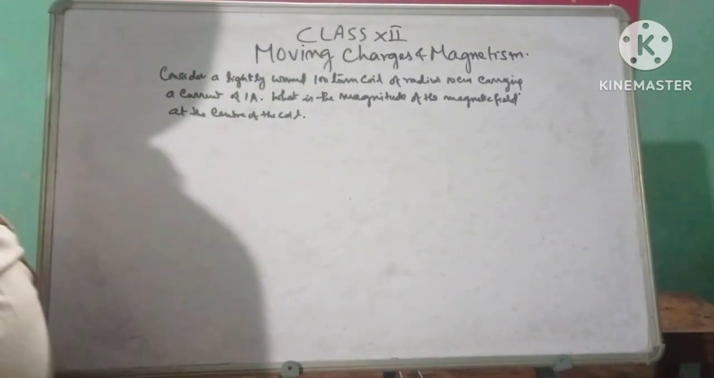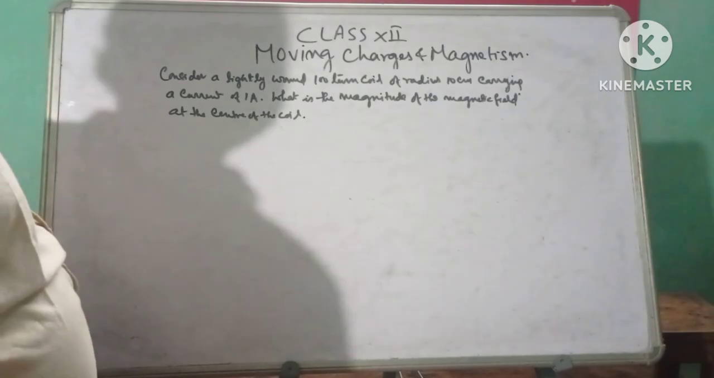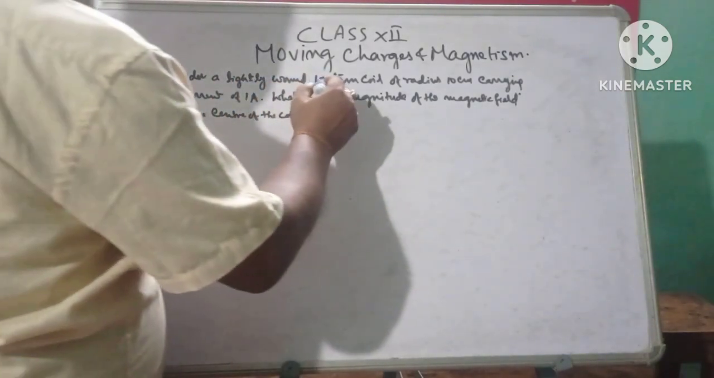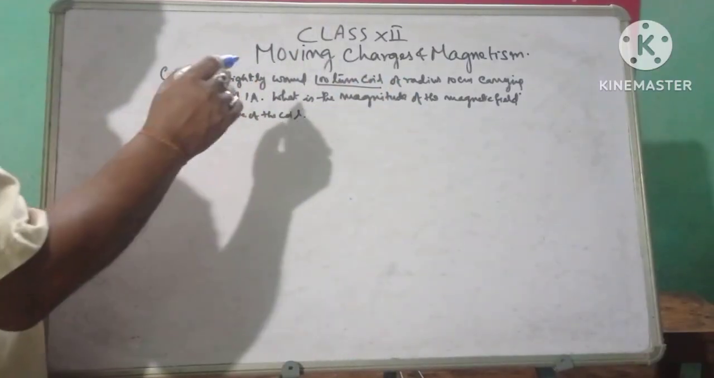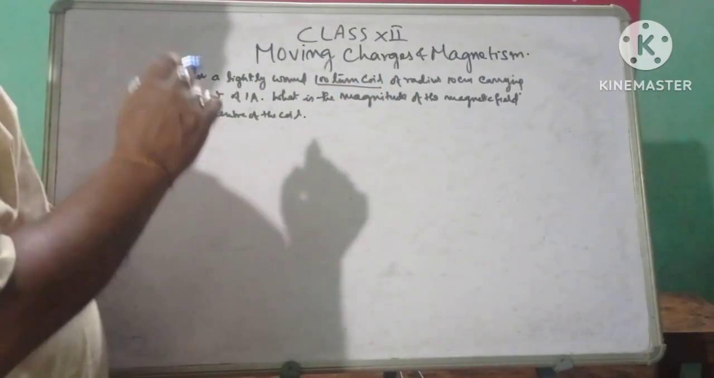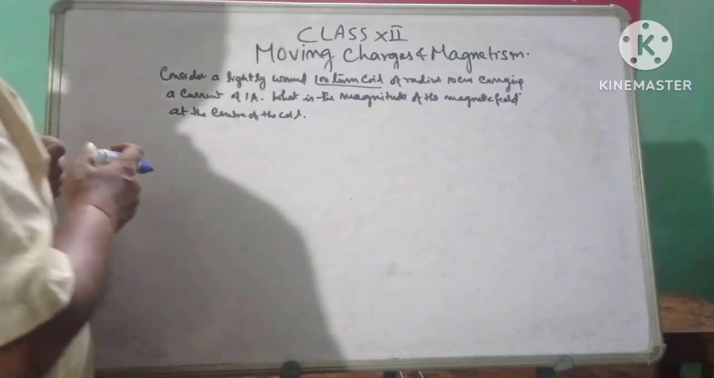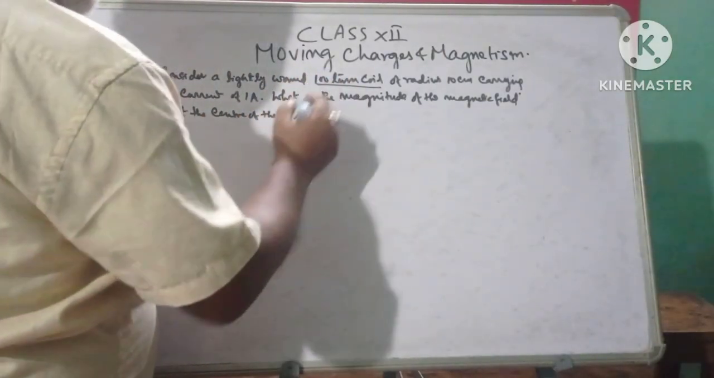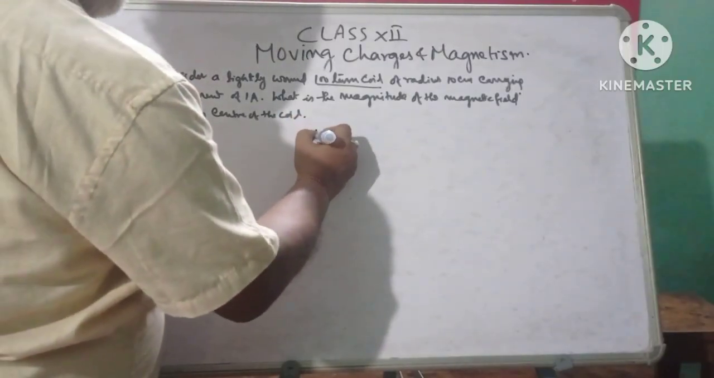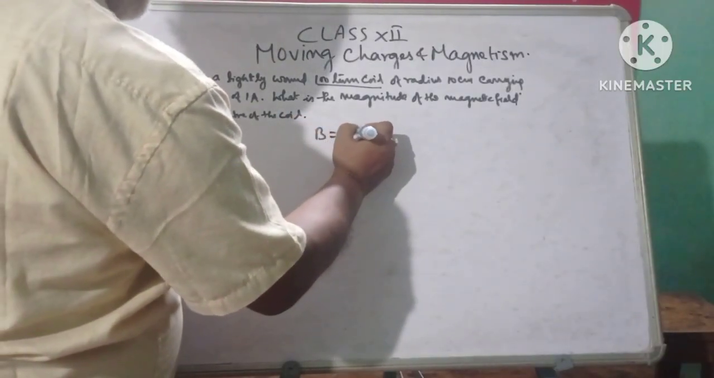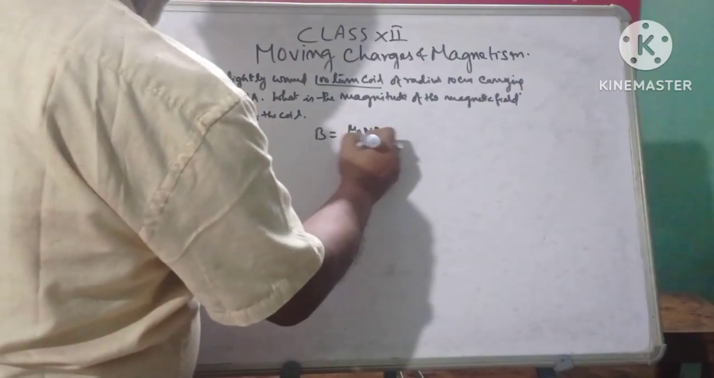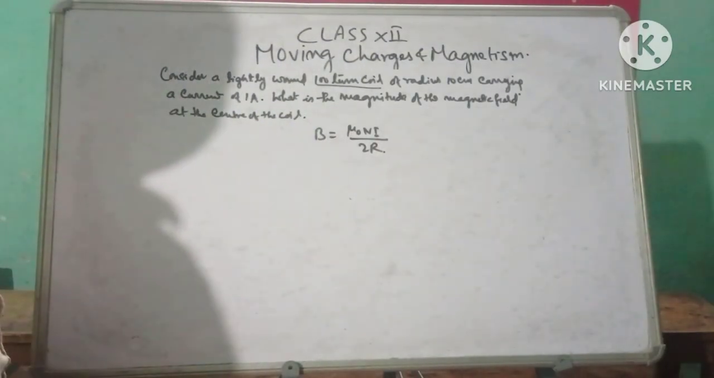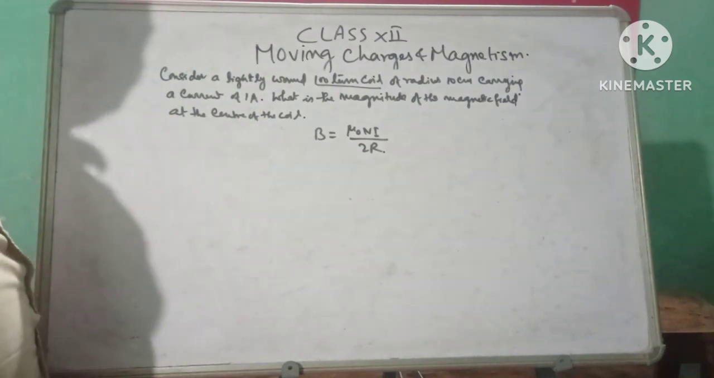So see here, it's a very easy question. The only thing I want to tell you is, do not confuse this 100-turn coil with a solenoid. Because here, for this 100-turn coil, your magnetic field at the center will be B is equal to mu naught n I by 2r.